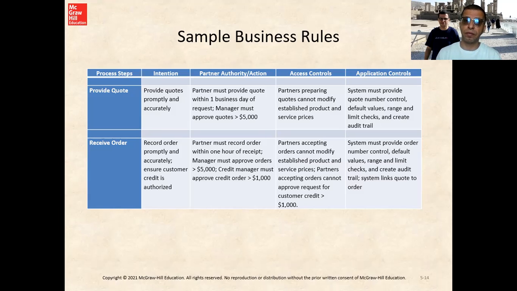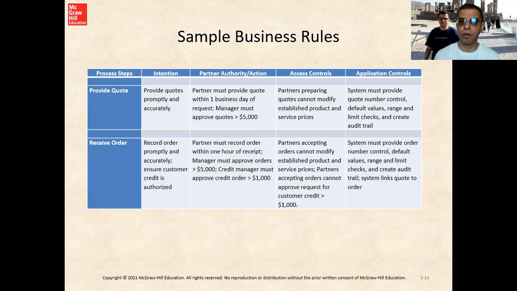Now, the second part of it is the received order. The intention of the received order is to record the order promptly and accurately, and to ensure the customer credit is authorized. When you get the order, you cannot process it if the payment is not authorized, and you record it accurately so you can audit it later. The partner must record the order within 1 hour of receipt.